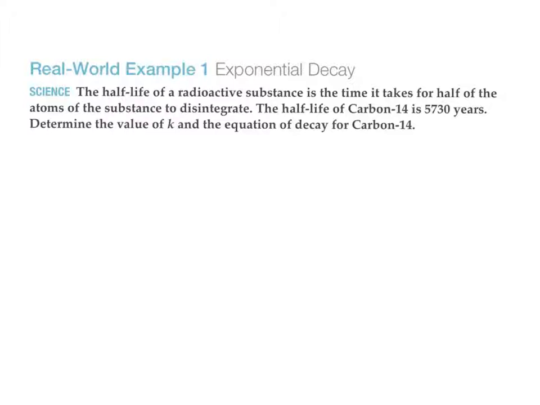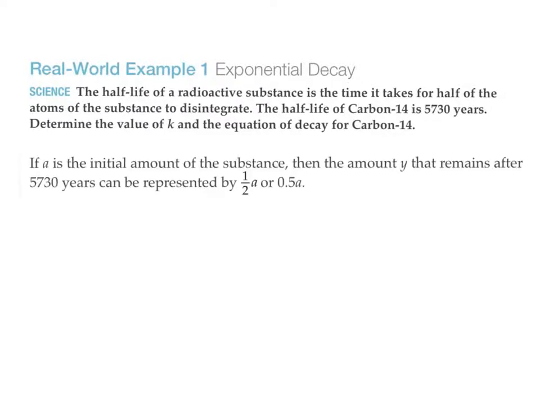1/2 of A. Okay, that's the key thing here. So when we start by setting it up, the reality is if A is my starting amount, 0.5A or 1/2 A is what's left after 5,730 years. And what you're about to see is that that's good enough. I don't need more information than that.